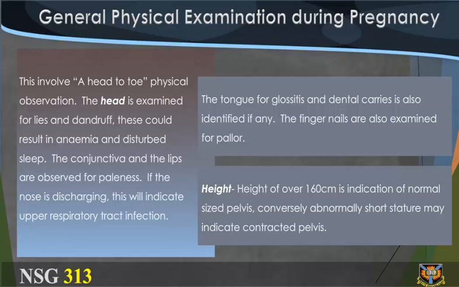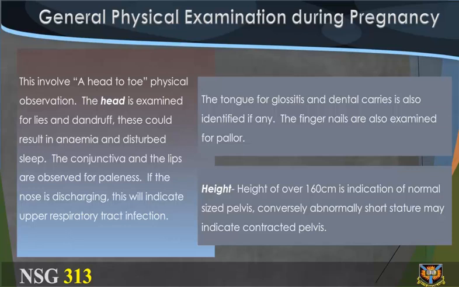The head is examined for lice and dandruff. This could result in anemia and disturbed sleep. The conjunctiva and the lips are observed for paleness. If the nose is discharging, this will indicate upper respiratory tract infection. The tongue is checked for glossitis, and dental caries is also identified if any. The fingernails are also examined for pallor.